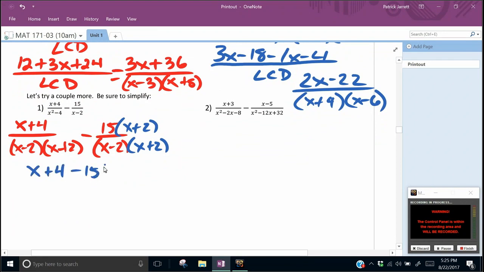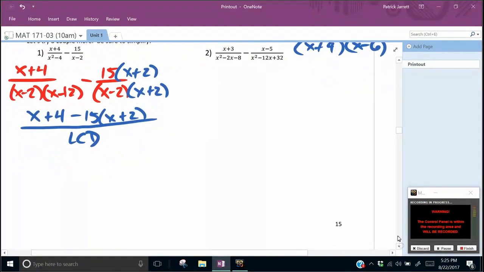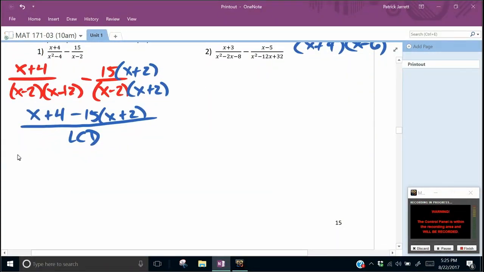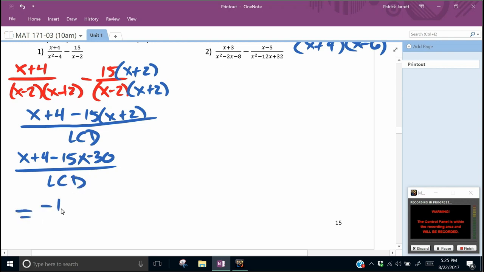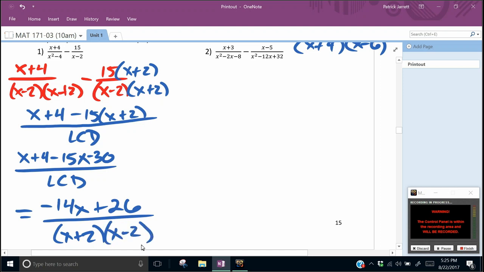You can do x plus 4 minus 15 times x plus 2 over the LCD. And again, be sure to mind your signs. x plus 4 minus 15x minus 30 over the LCD, which ultimately becomes negative 14x minus 26 divided by x plus 2 times x minus 2.